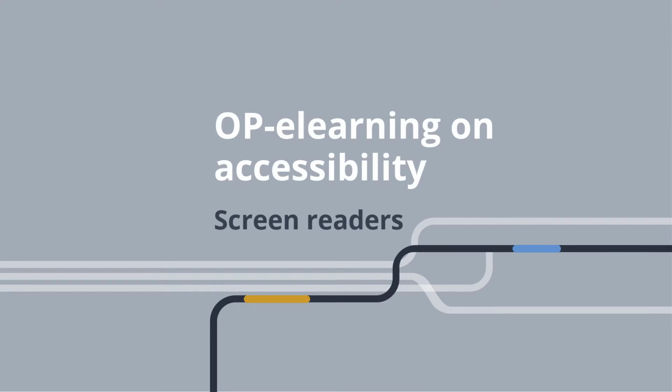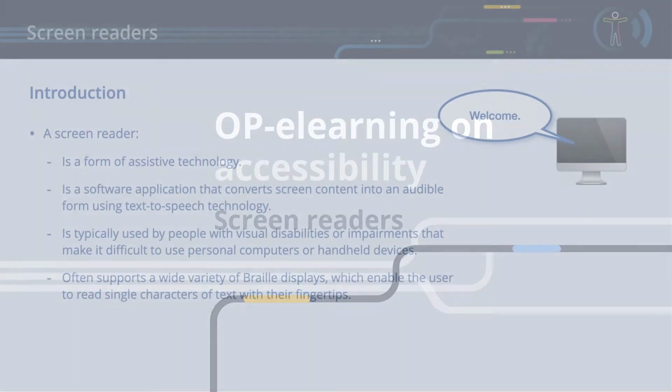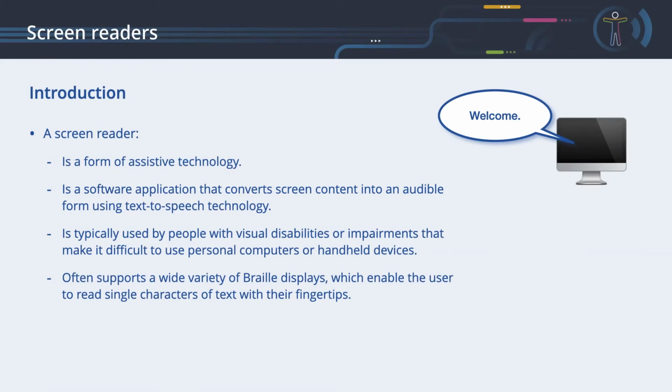Screen readers. Users with visual disabilities cannot see content on the screen. Therefore, we need an alternative solution that reads text and image descriptions to the user. This solution is called a screen reader.